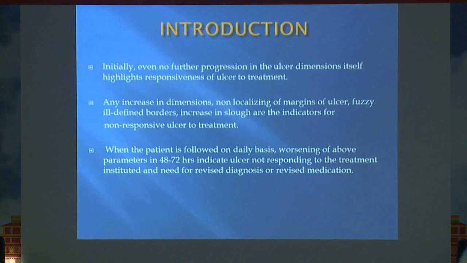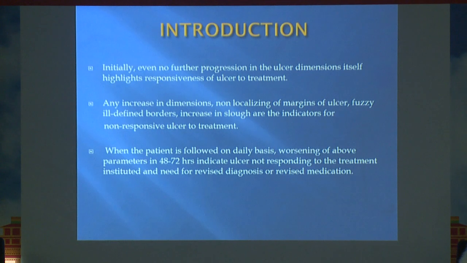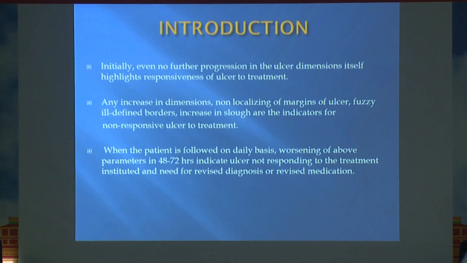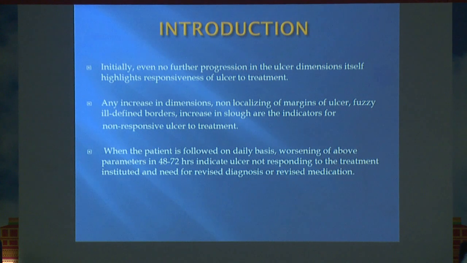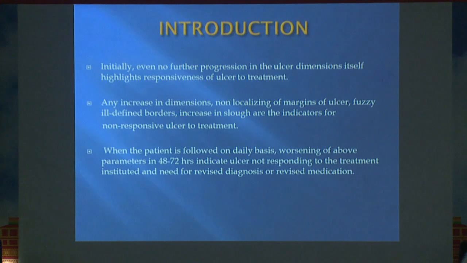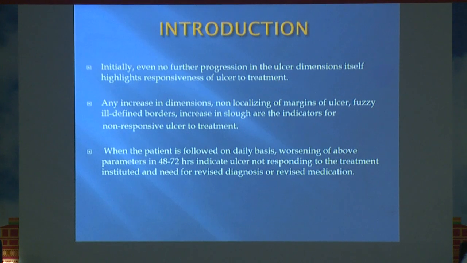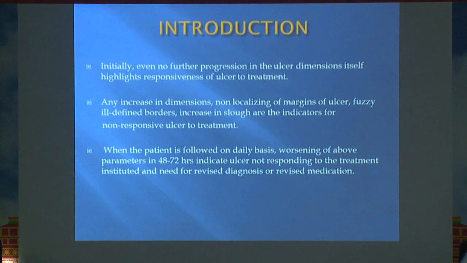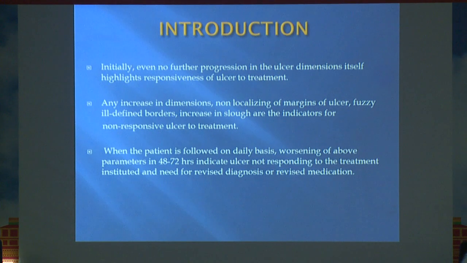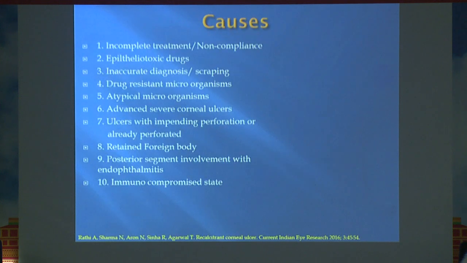Initially, even no further progression in ulcer dimension itself highlights responsiveness to treatment. Any increase in dimension, non-localization of the margin of the ulcer, fuzzy ill-defined borders, or increase in slough are indicators of a non-responsive ulcer. When the patient is followed daily, worsening of the above parameters in 48 to 72 hours indicates the ulcer is not responding to treatment and there is a need for revised diagnosis or revised medications.